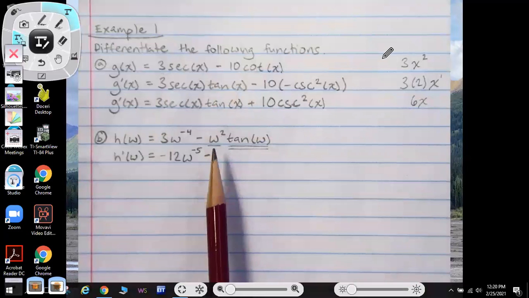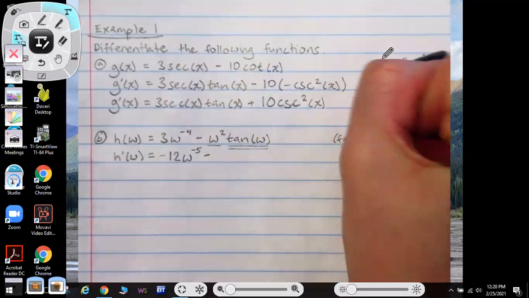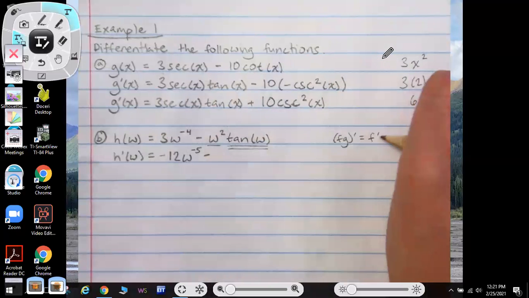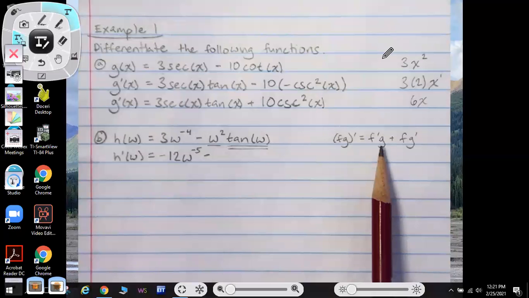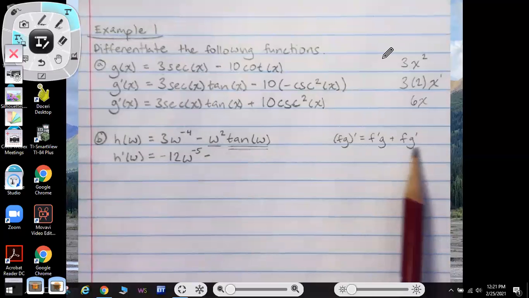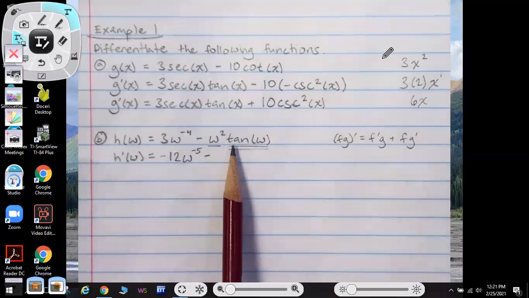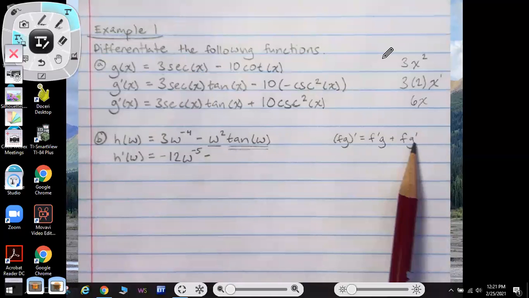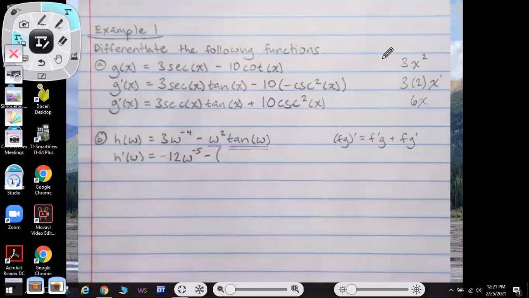So remember, f times g prime is f prime times g plus f times g prime. So the derivative of the first times the second plus the first times the derivative of the second. That's what we're going to have to do to take the derivative of this part. Since we're going to end up with more than one term when we take the derivative, let's put it in parentheses because we're subtracting the whole thing. And so our signs are going to change a little bit after we do this.